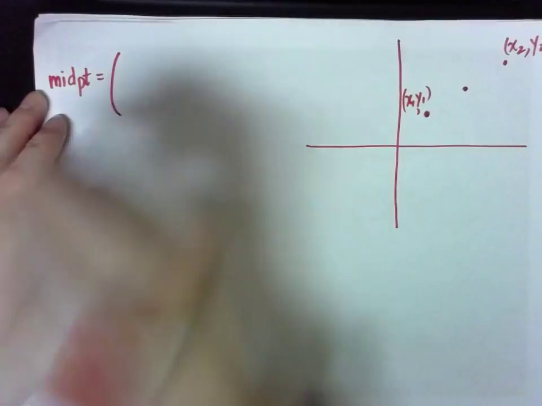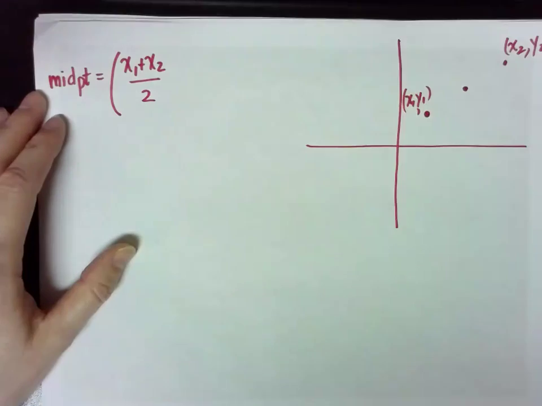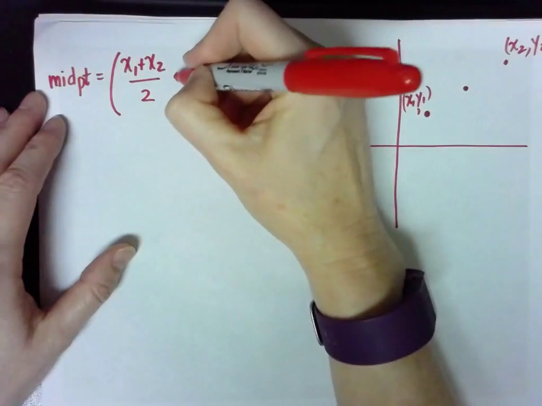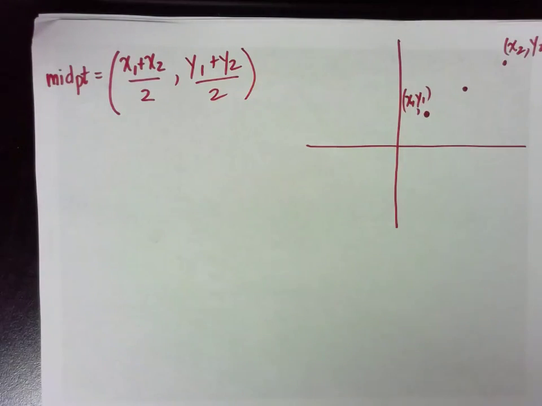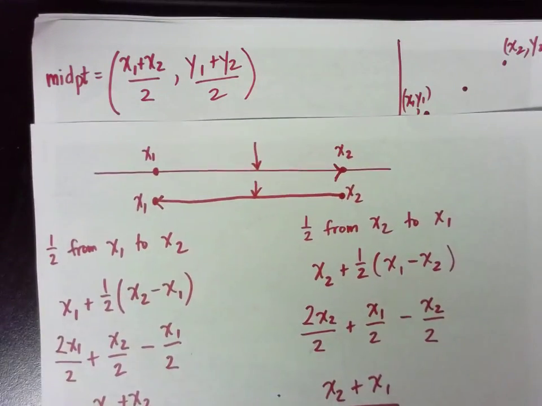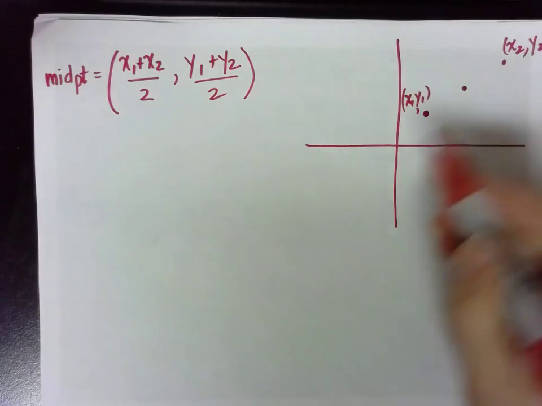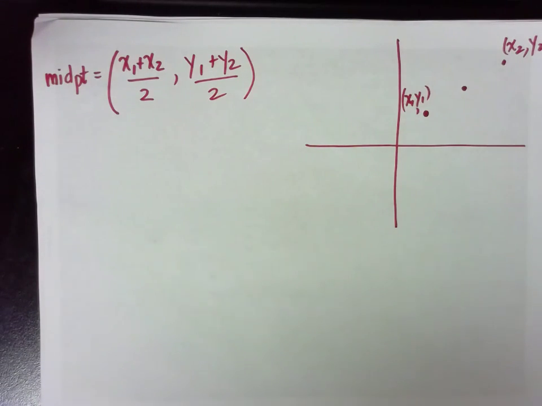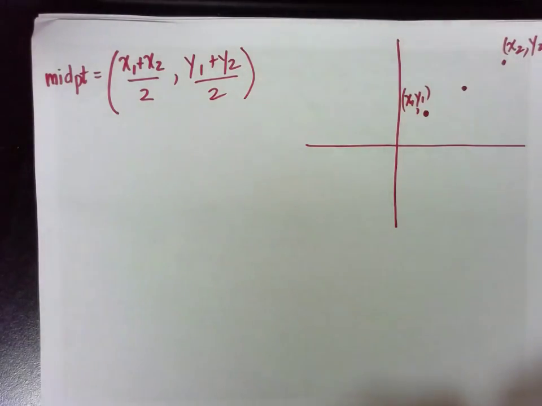The x-coordinate of that midpoint would be x1 plus x2 over 2. And the y-coordinate of that would be y1 plus y2 over 2. Okay, so going back to our discussion about this, if there were a number line between the x1 and x2, it would be exactly halfway between those, and if there were a number line between y1 and y2, it would be halfway between those. So let's convince you that that is actually a good way to find the midpoint.